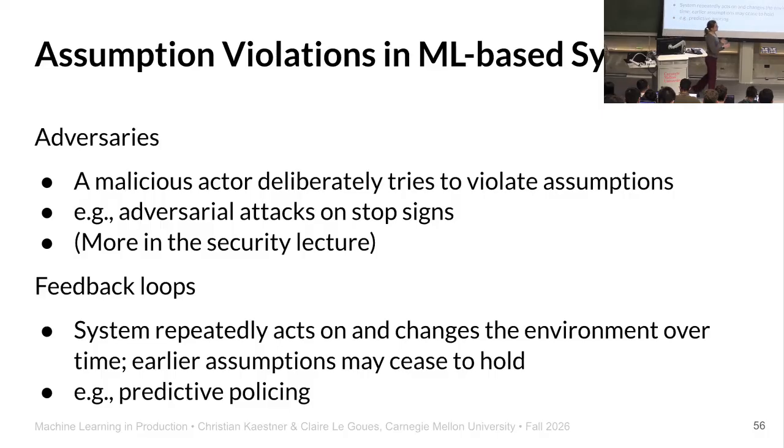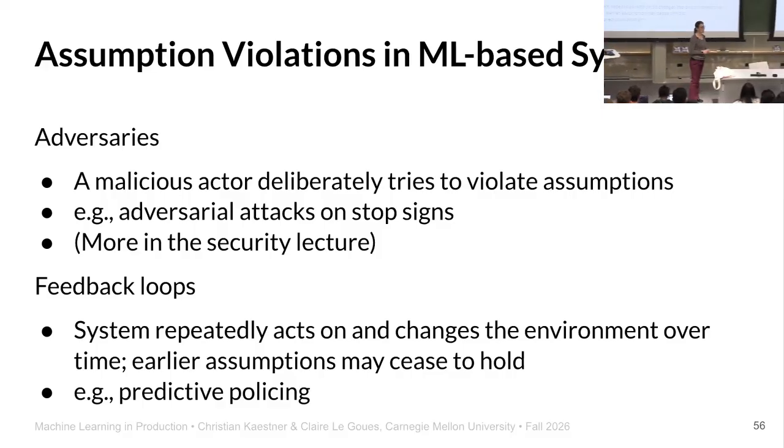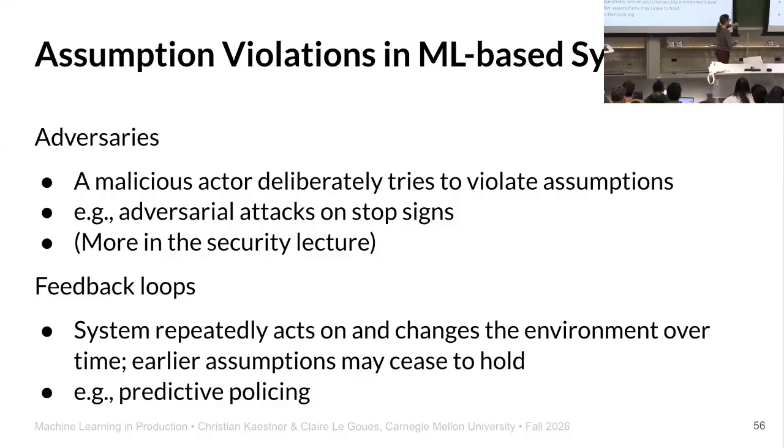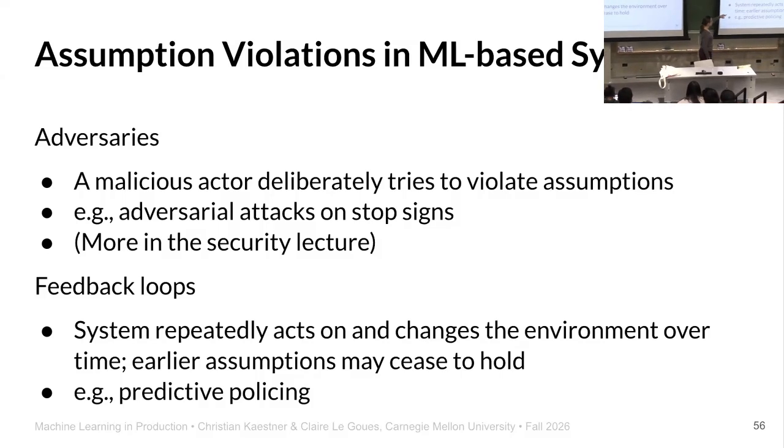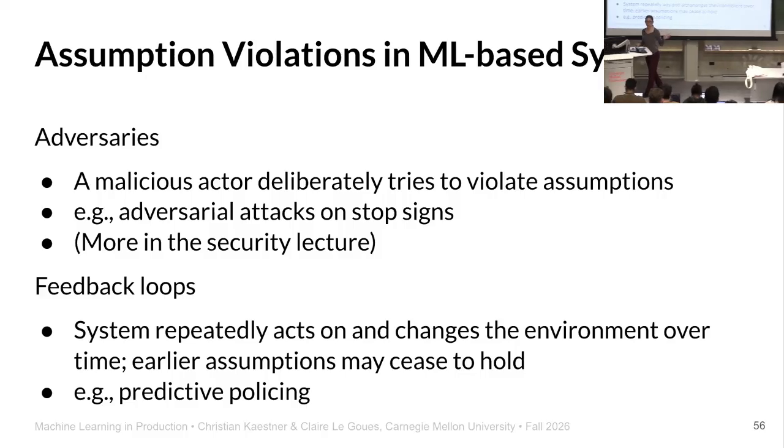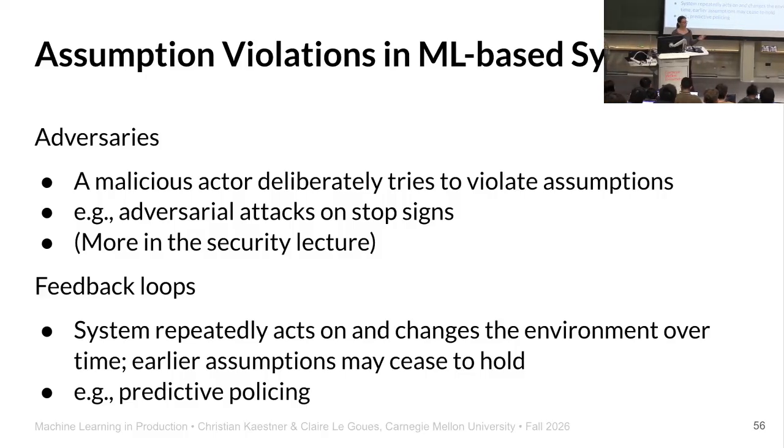There are also adversaries, malicious actors trying to violate assumptions. There are adversarial attacks on stop signs. There are humans who weigh down their steering wheel and get into high-speed chases. I think some of the most interesting ones are feedback loops where the system repeatedly acts on and changes the environment so that earlier assumptions end up no longer holding. We'll talk about this in later lectures because I think it's one of the more interesting things that are actually pretty specific to a lot of machine learning systems, where basically their outputs become their inputs, and so assumptions no longer hold.